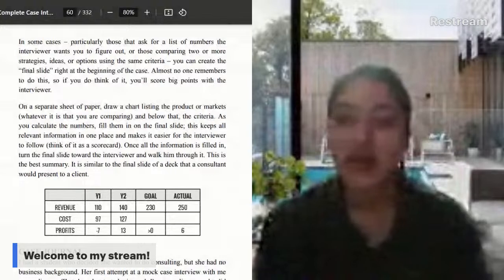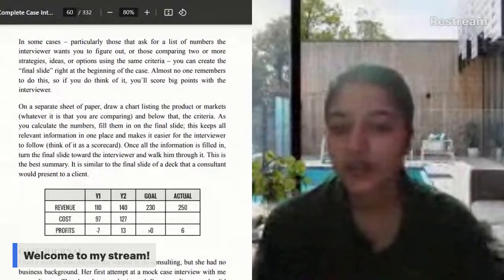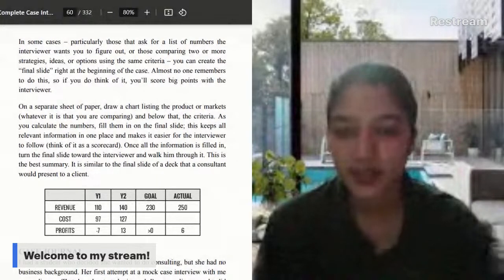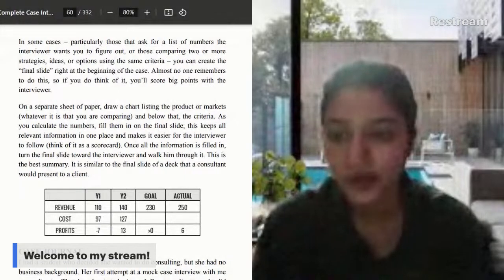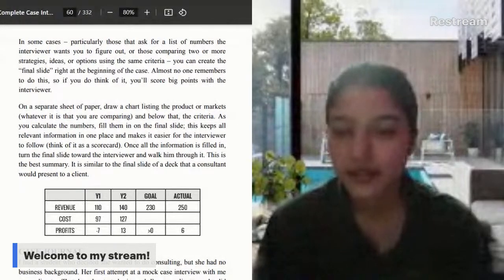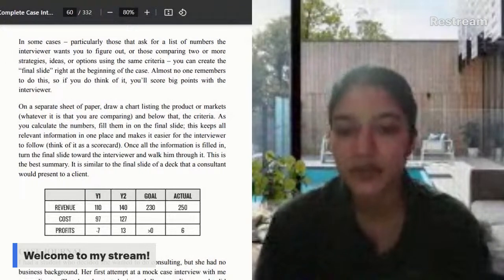On a separate sheet of paper, draw a chart listing the products or markets, whatever it is that you are comparing, and below that the criteria. As you calculate the numbers, fill them in on the final slide. This keeps all relevant information in one place and makes it easier for the interviewer to follow. Think of it as a scorecard.